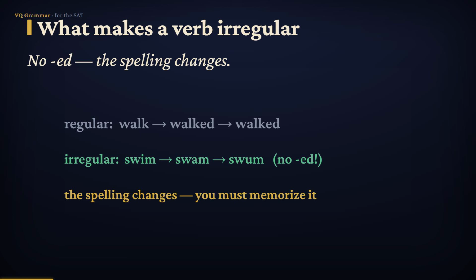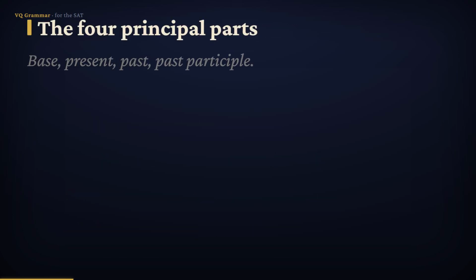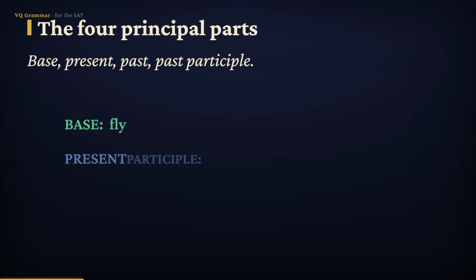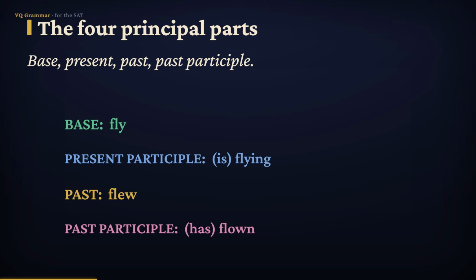The good news is that the present participle is still regular. It just adds ing, swimming. So for irregular verbs, only the past and past participle are unusual. Everything else behaves normally. Like every verb, an irregular verb has four principal parts. The base form, fly. The present participle, flying, used with a be verb. The past, flew. And the past participle, flown, used with a helper like has.